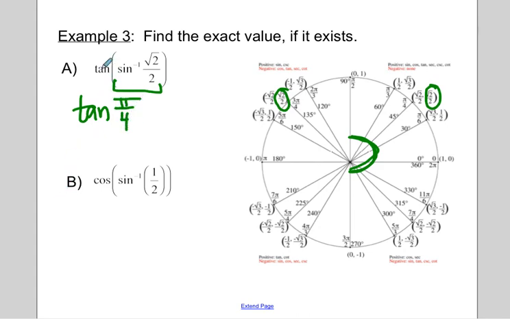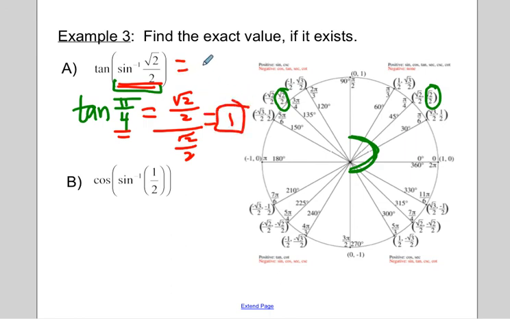Then you just have to tell me, so this part equals this. So then I have to say, well, what is tangent of pi/4? So I go to pi/4. It's sine over cosine, so it's square root of 2/2 over square root of 2/2, same thing over same thing equals 1. So my final answer for this is 1. So you always have to find the innermost piece first.